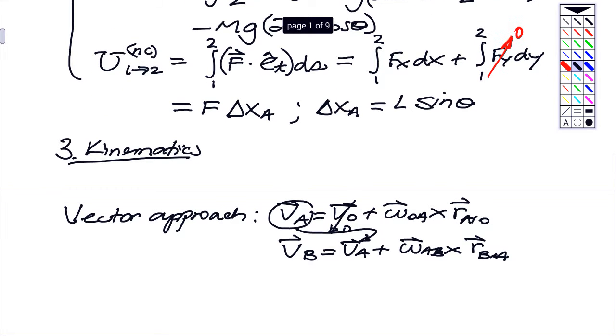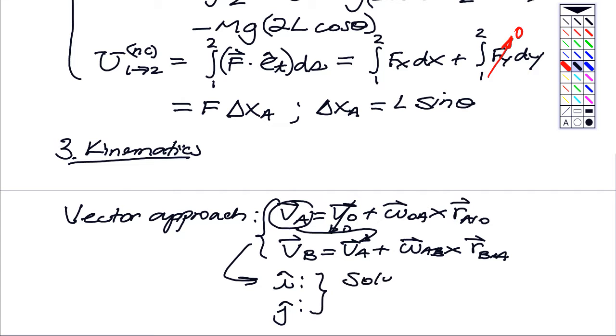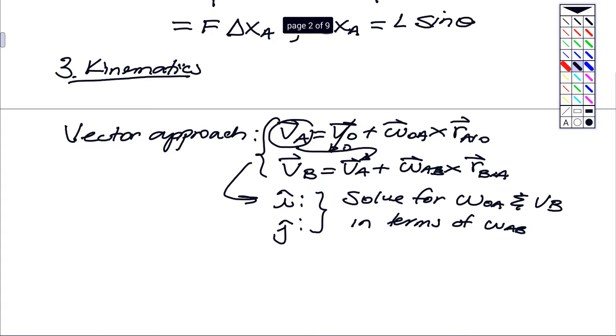And so together we will be able to write down 2 equations, one for I and one for J. And from these we'll solve for 2 variables in terms of the third. So let's say we solve for omega OA and VB in terms of omega AB. That's just a choice. Write 2 in terms of the other one. So we don't get numbers for them at this point, but we get the relationships.